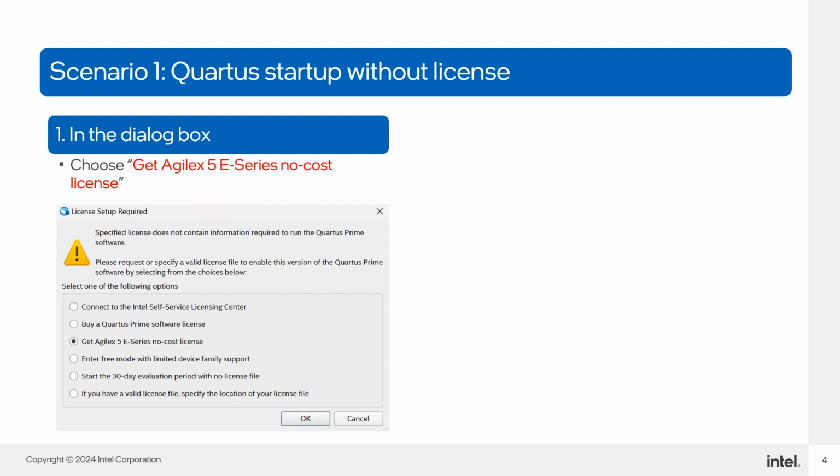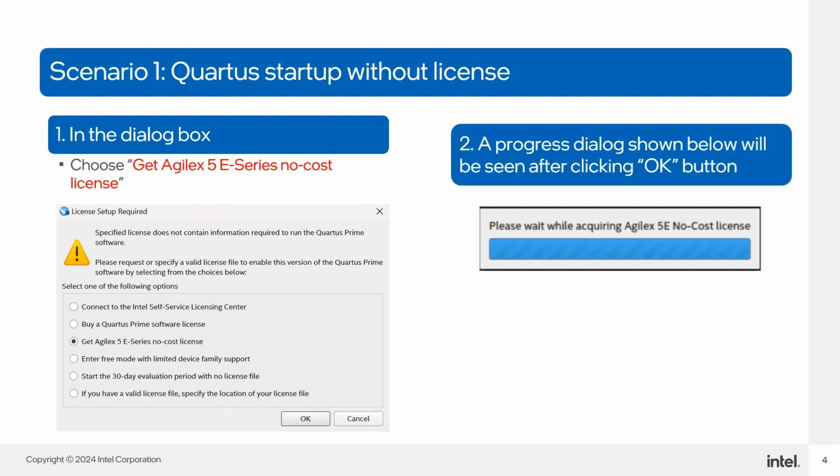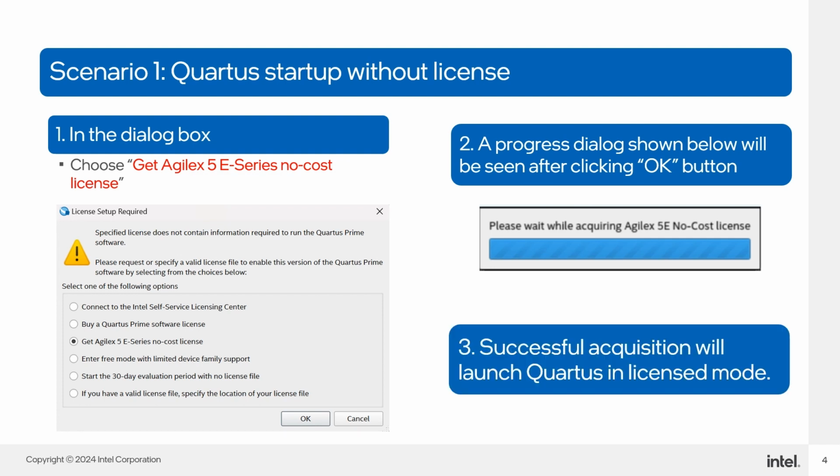The first time you launch Quartus without license, you'll be greeted with the License Setup Required dialog box. In this dialog box, choose Get Agilex 5 E-Series No-Cost License. After clicking OK, a progress dialog shown below will be seen. Next, your Quartus will launch in license mode.